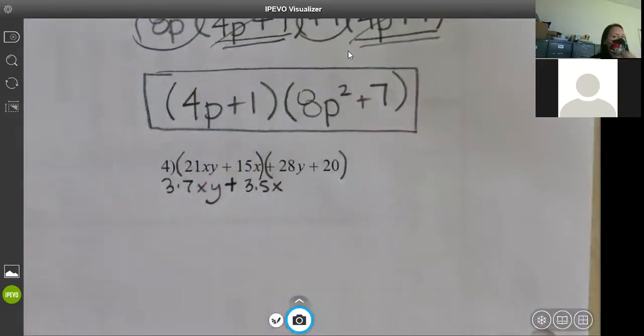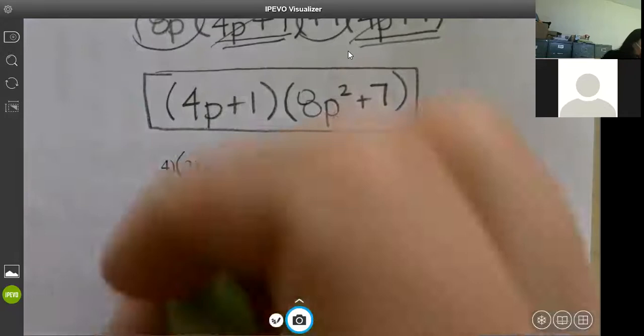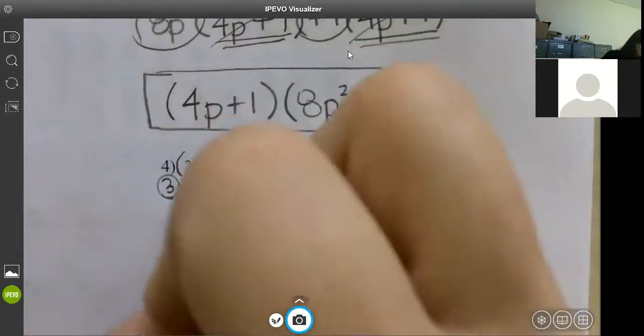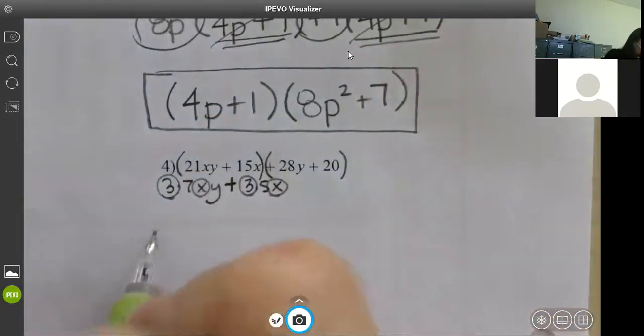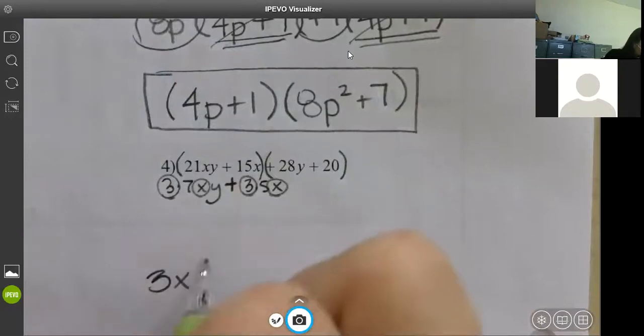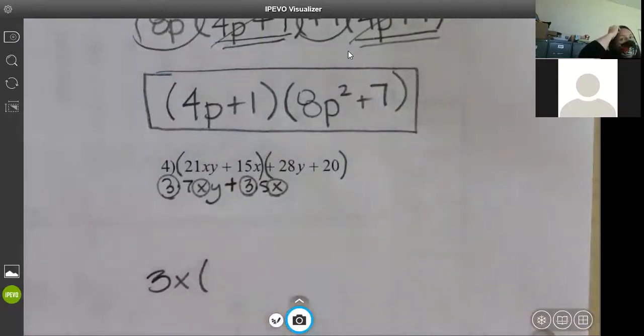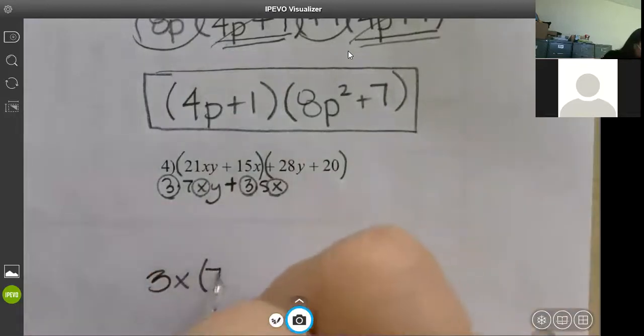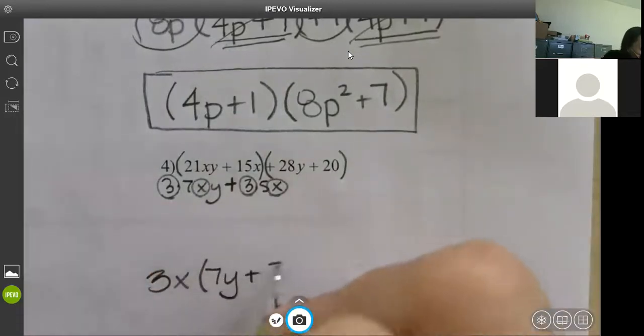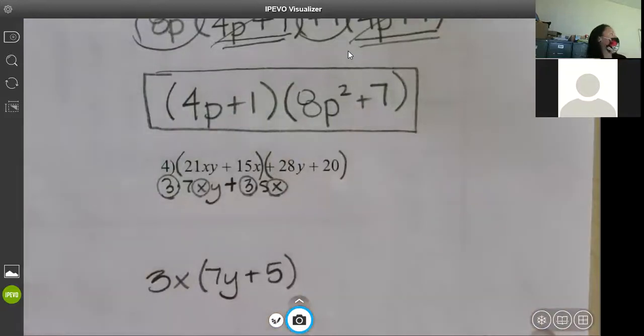What's in common in both of those? 3 and an x. So we're going to pull out a 3x. Read it straight across. What do we have? We left 7y, a plus, and a 5. Again, read it straight across.